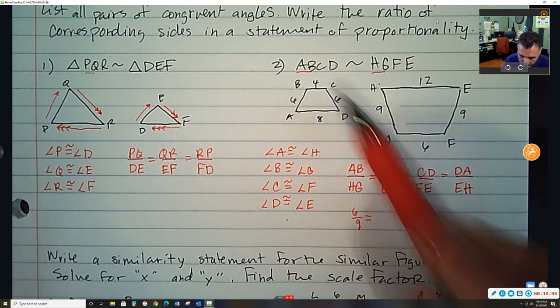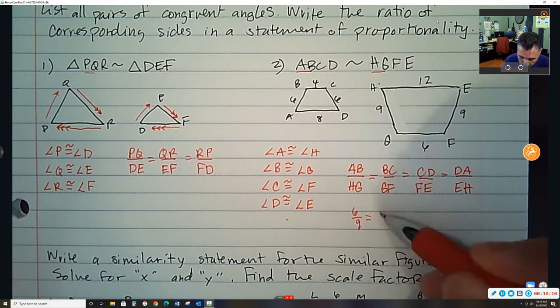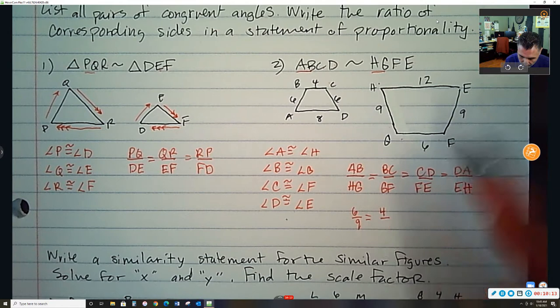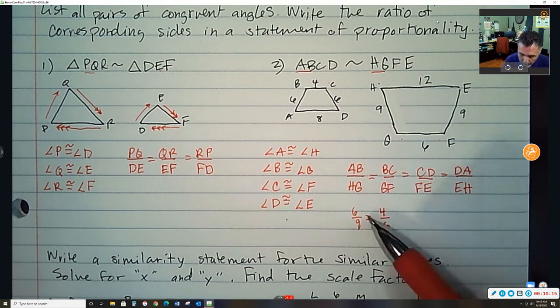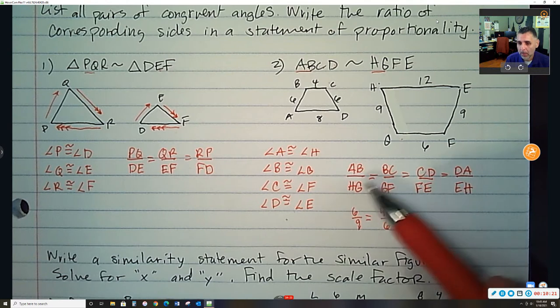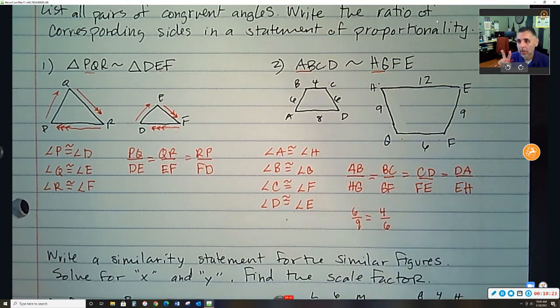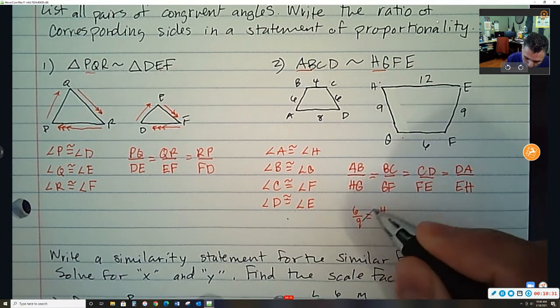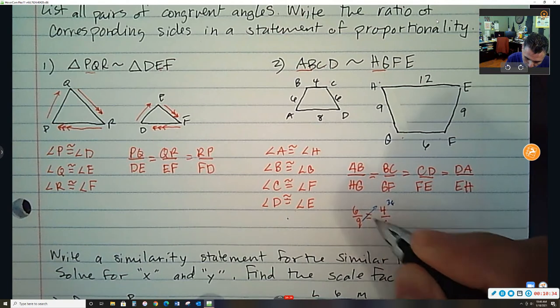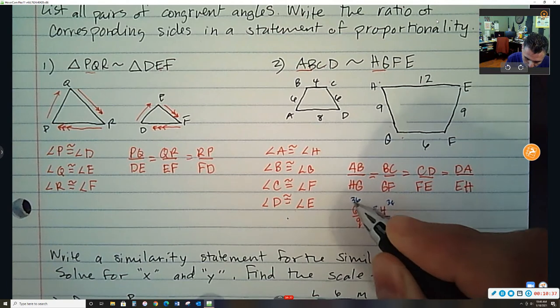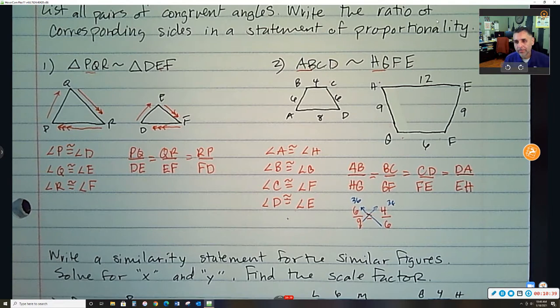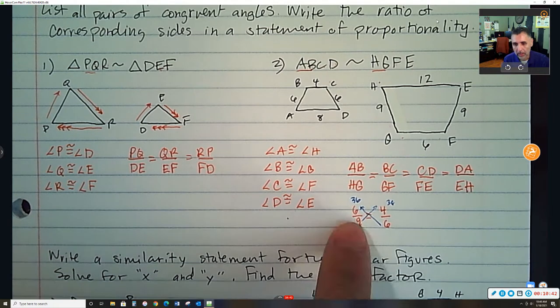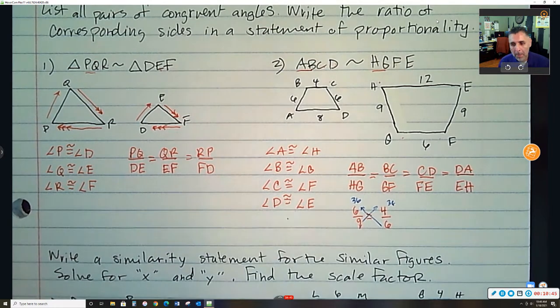If we take BC, I'm going to do the next one. BC is 4, and then GH is 6. I know these fractions are equal because these are proportions. A proportion is 2 equal ratios. You could verify that real quick. If you multiply this way, you get 36. If you multiply this way, you get 36. See, they're equal. That's one way you can tell fractions are equal, is when you cross multiply. But let's move on.